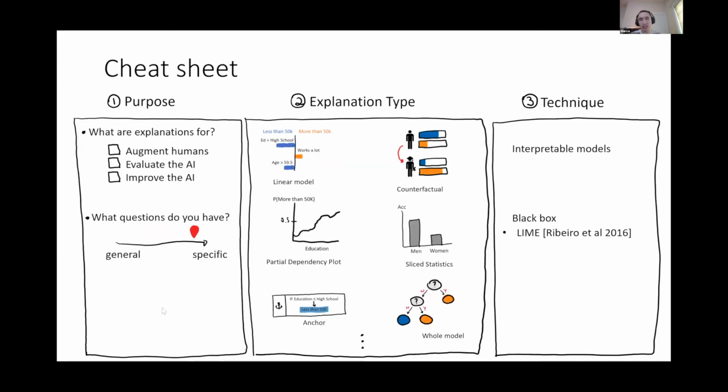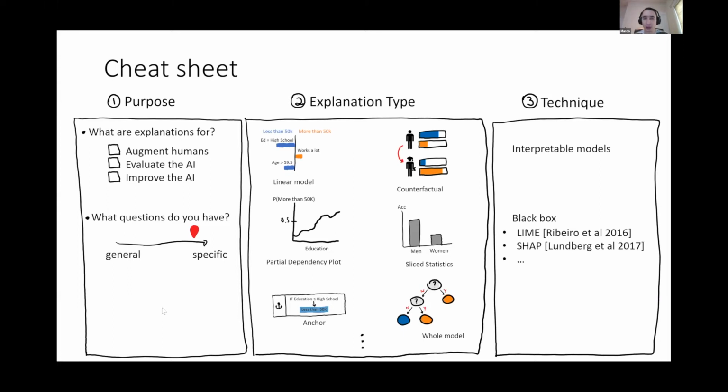Anyway, this cheat sheet, I think, is helpful. Stepping back from Lime a bit, whenever you think of a model, an explanation technique, Lime or otherwise, I think this is a useful grid to think about. What are we trying to do? What are we showing people? Does that support what we're trying to do? How do we get those explanations? Do we do interpretable models? Do we do black box?